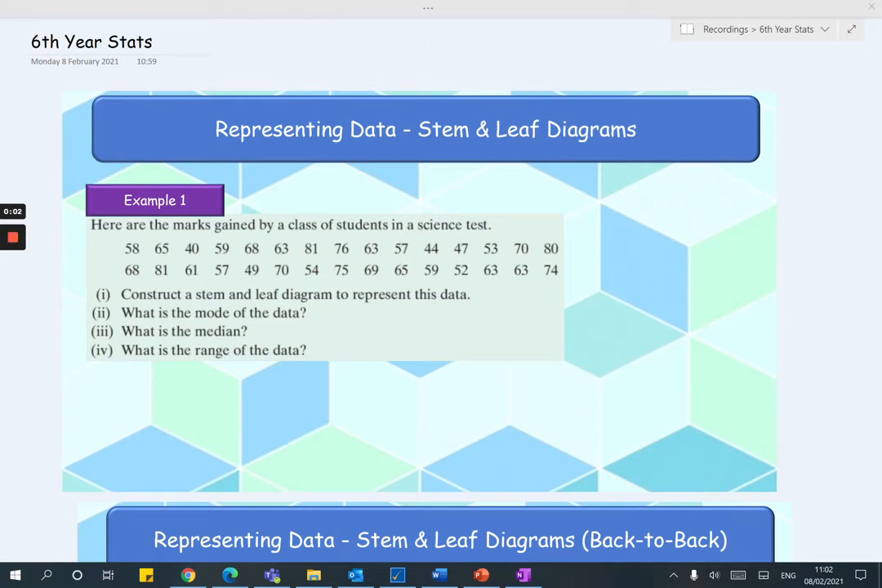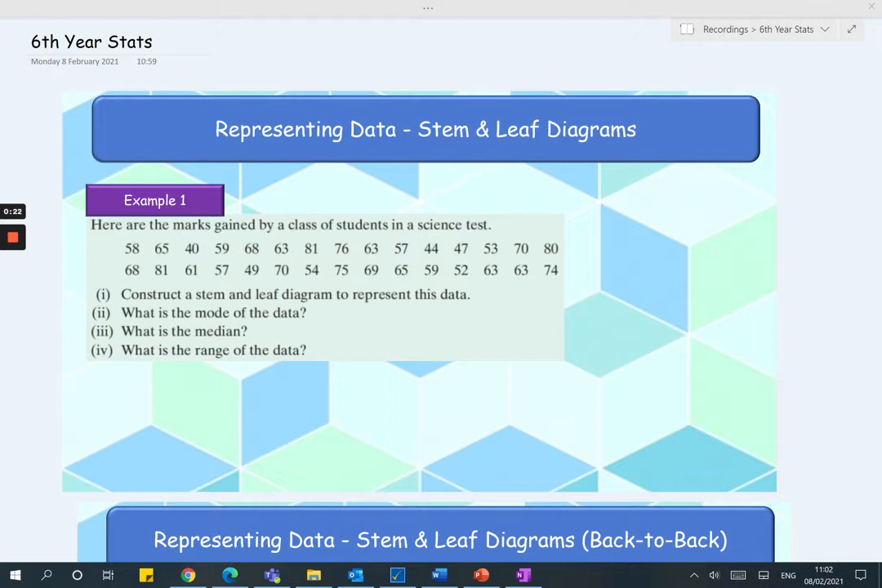Welcome guys, and what we're going to be looking at in this tutorial is stem and leaf diagrams, which will be a nice little bit of revision from the stem and leaf diagrams we studied for the junior cert. Now if we look at example 1 here, it says, here are the marks gained by a class of students in a science test, and it lists all the marks.